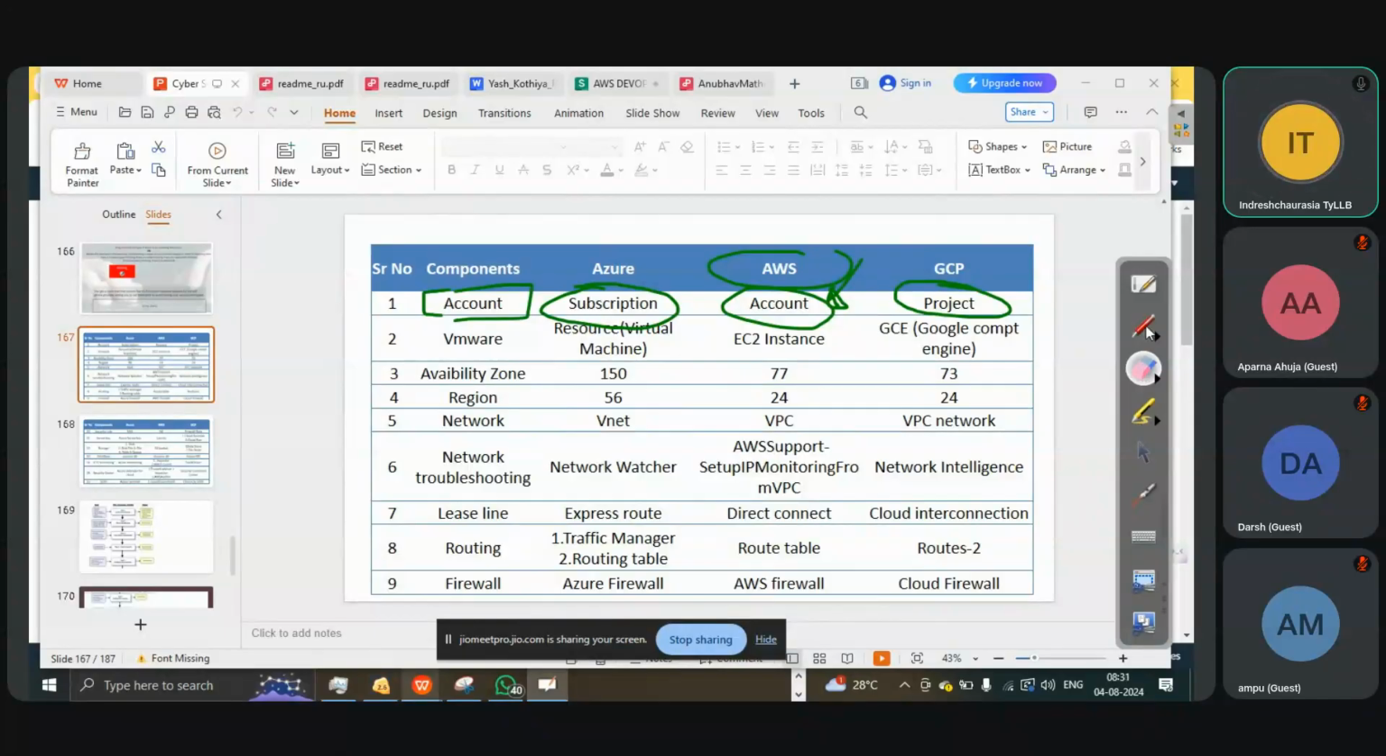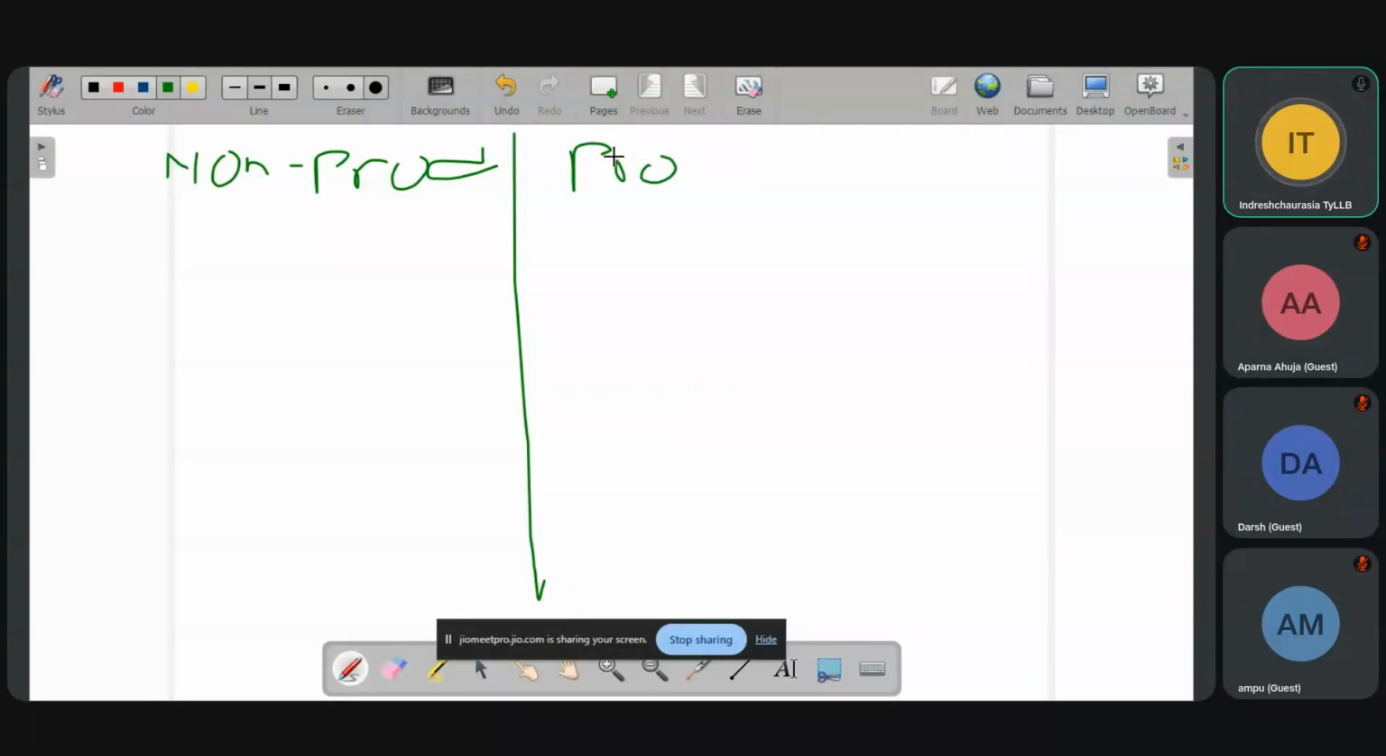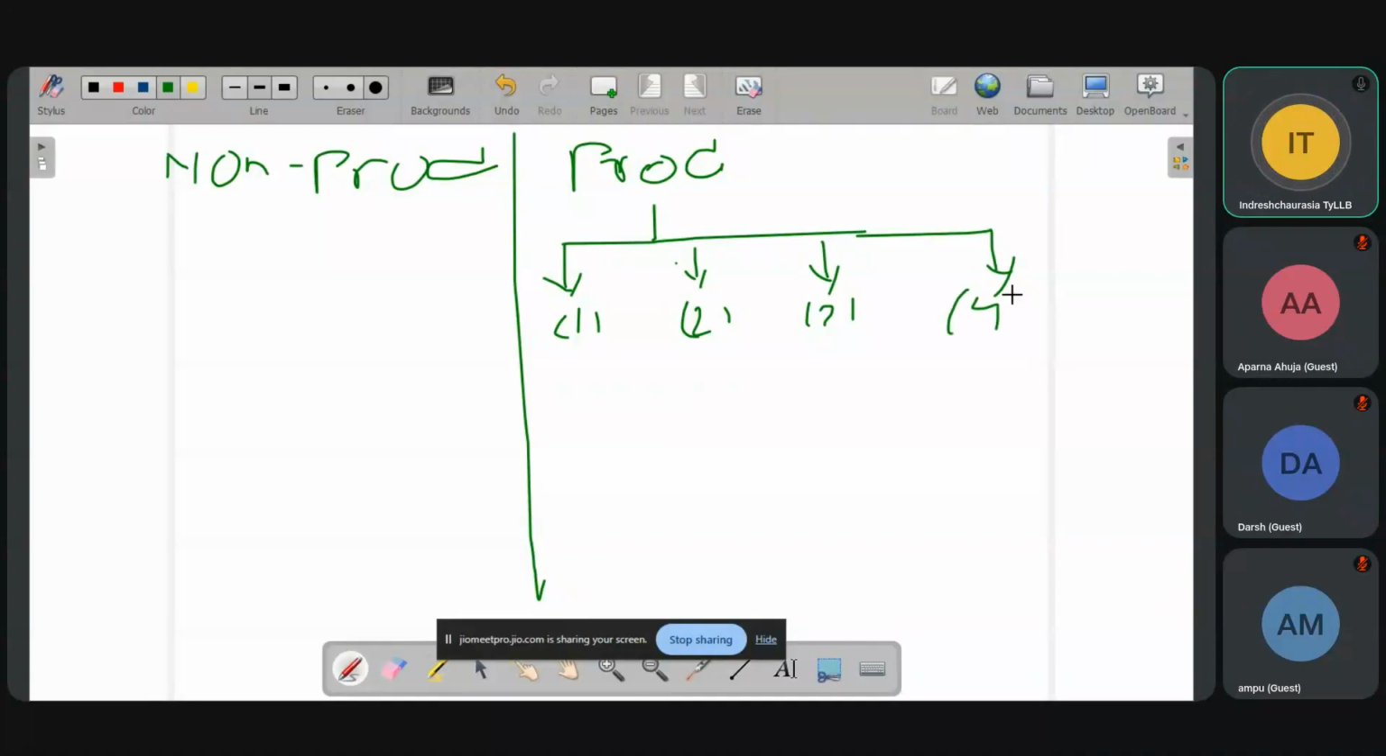Now, on premises I can set up non-production and production things, right? And again the production side is divided into different applications: application 1 production, application 2 production, application 3 production. Then in production there are also monitoring things, and non-production. But in the cloud, how are we going to set up all those things?